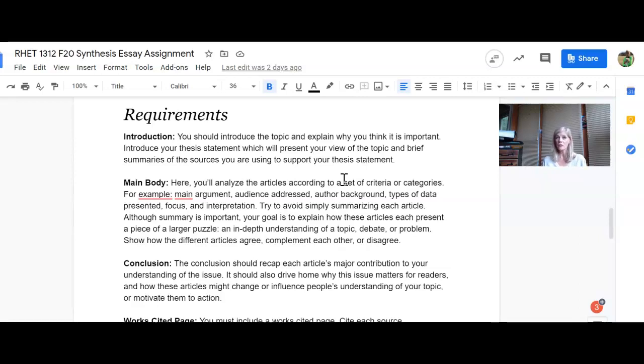So the requirements for the paper, it's a basic format for if you've done research papers before. You'll have an introduction that introduces the topic, and it's to draw your audience in. It's to let them know what this paper is going to be about, so they're not left guessing.